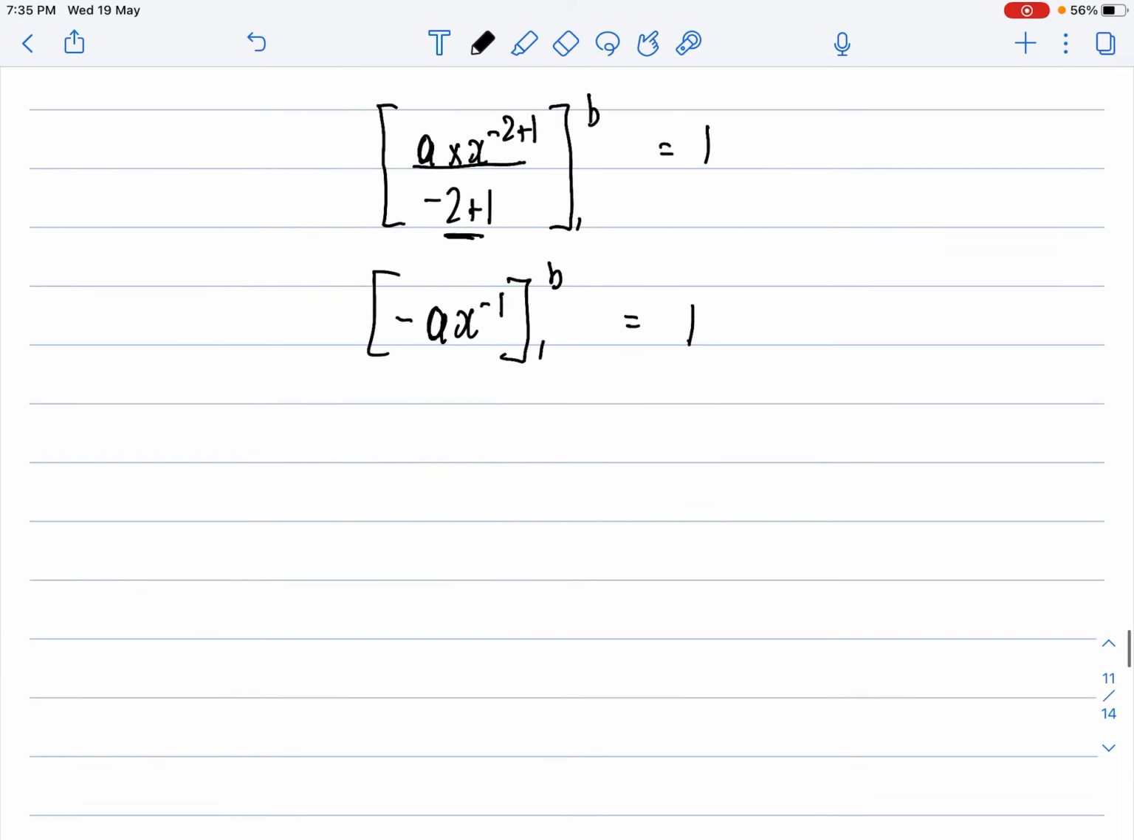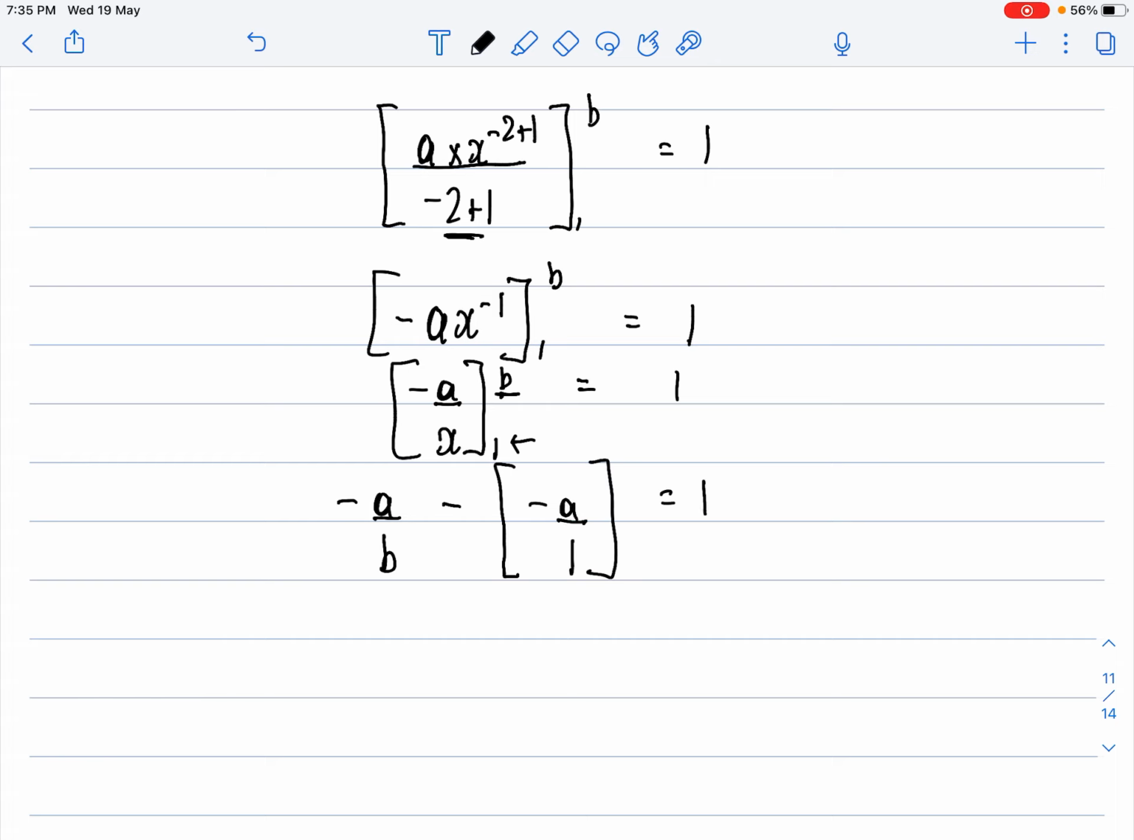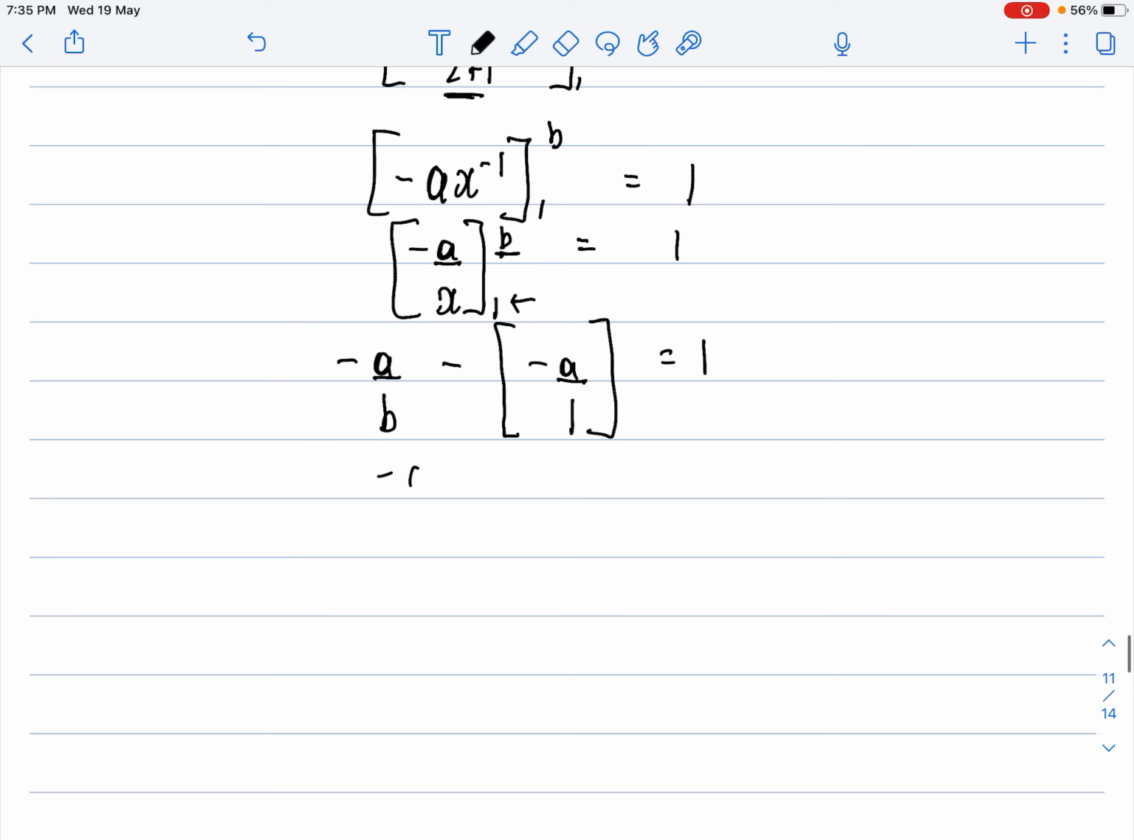So now I can write this as minus a over x with the limits 1 and b is equal to 1. So first, in the place of x, I'll put b. So I'll get minus a over b minus, now in the place of x, I'll put 1. So I'll get minus a over 1 is equal to 1. So now I can write this as minus a over b plus a, which is equal to 1, where a minus a over b is equal to 1.